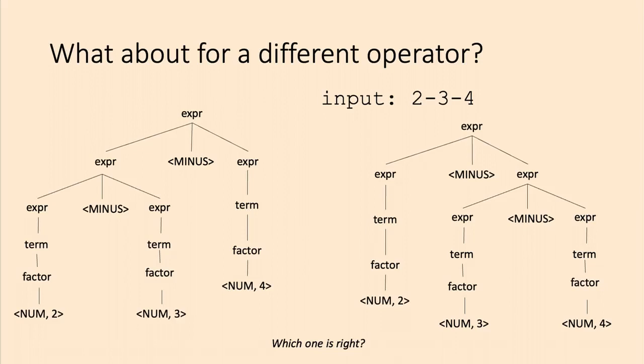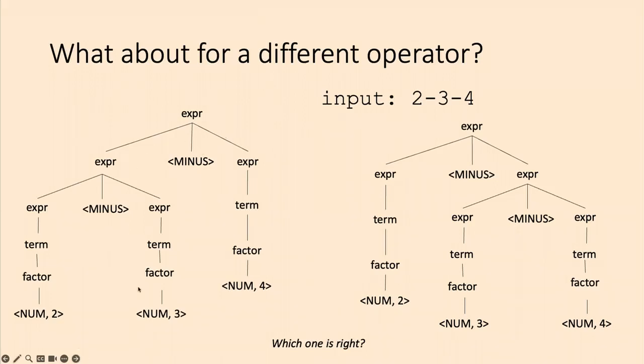Now the question is which one of these parse trees is right for this input, if we're thinking about meaning. Who thinks it's this one? A few people. Who thinks it's this one? Anybody? A few people? Okay, so what do we actually do first when we're evaluating this? Do we do 2 minus 3 or do we do 3 minus 4? 2 minus 3, yep. And so you see 2 minus 3 is lower in the tree in this one. So this tree is actually the one that we want.